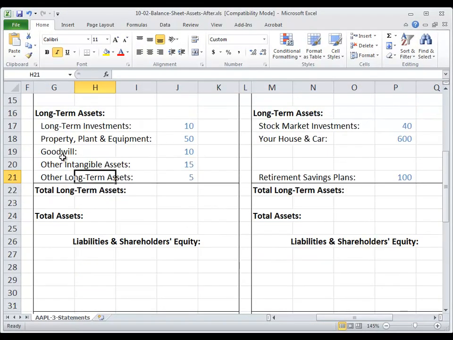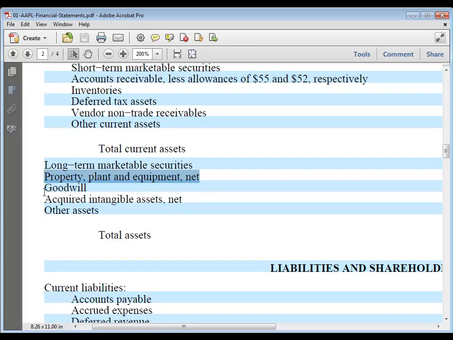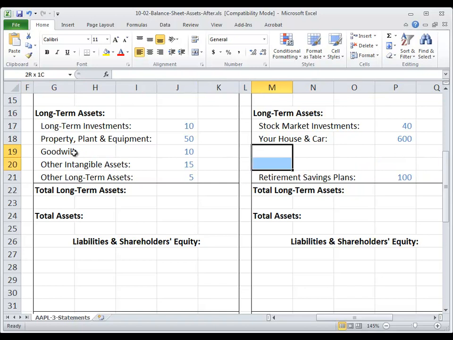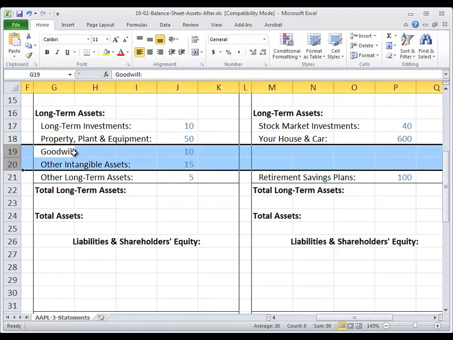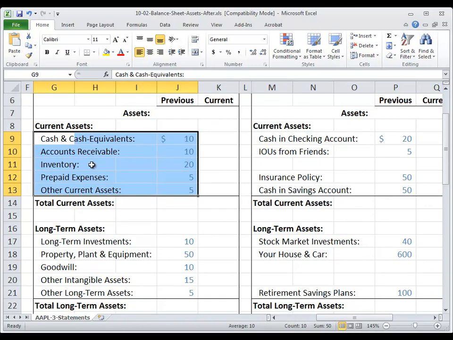The next two items on here, goodwill and then other intangible assets, which Apple has called acquired intangible assets here. These two do not have an easy to understand real world analogy, so I'm not even going to try to make an analogy over here on our personal balance sheet. Instead, the idea with goodwill and other intangible assets is that when you look at a company, especially a technology company like Apple, the company has value in the sense that it has cash, it has these other current assets, anything that you can touch is categorized as a current asset and listed right here.